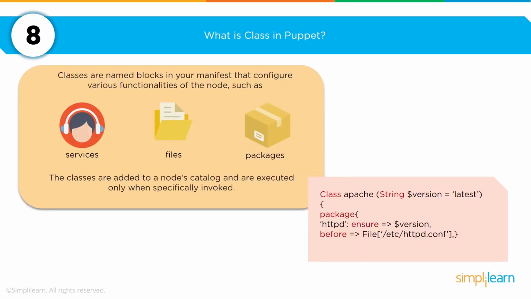So as we dig deeper into Puppet, one of the things that you are likely to be asked regarding Puppet is, what is a class in Puppet? A class in Puppet is really the named blocks in your manifest that contain the various configurations. And this can include services, files, and packages. We have on the screen here an example of what a class would look like when you write it out. And you may want to memorize just one class.